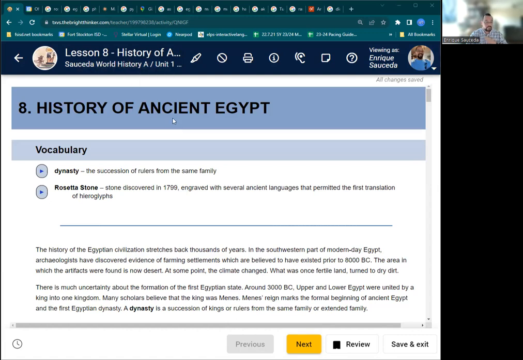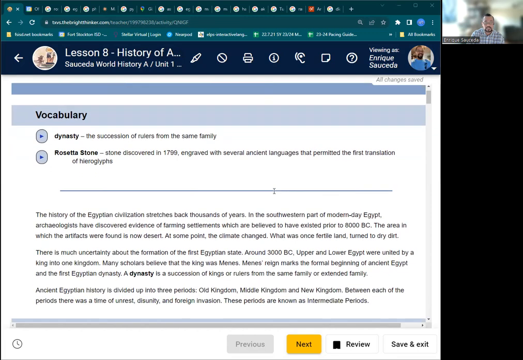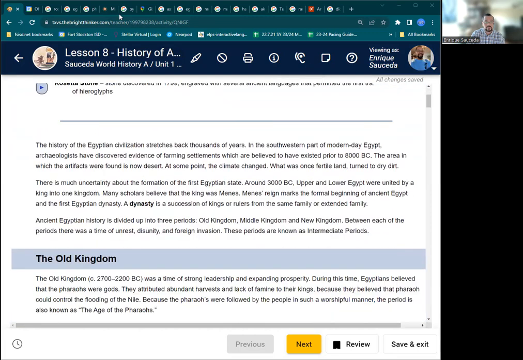Okay. So vocabulary terms, dynasty and Rosetta Stone. A dynasty is the succession of rulers from the same family, and the Rosetta Stone, there's a program out there, Rosetta Stone, that helps you learn languages, but the Rosetta Stone is a stone discovered in 1799 engraved with several ancient languages that permitted the first translation of hieroglyphs. So, what is a dynasty?